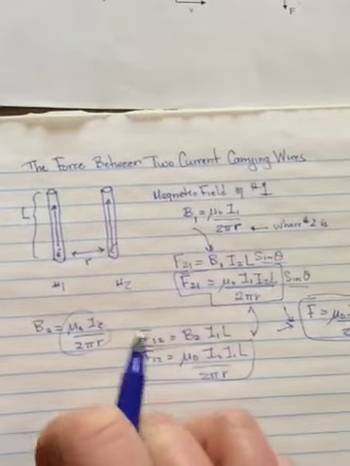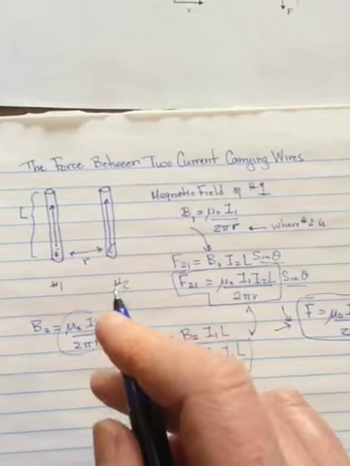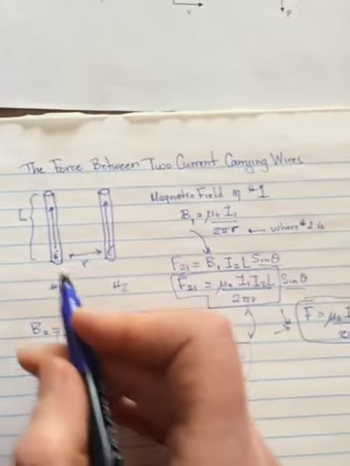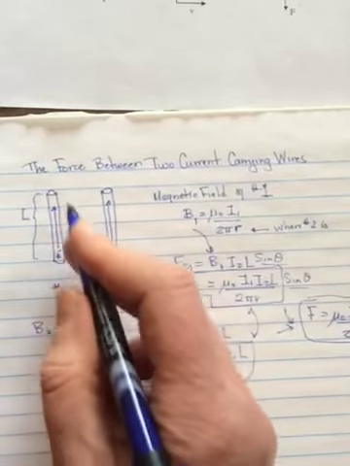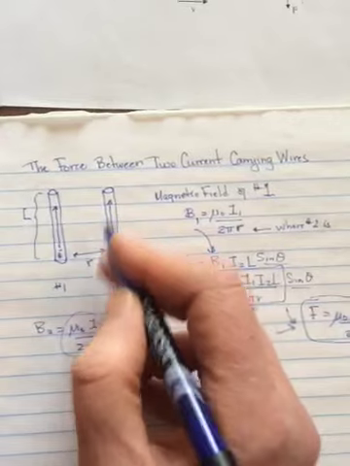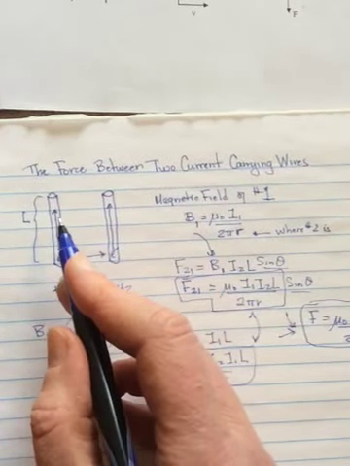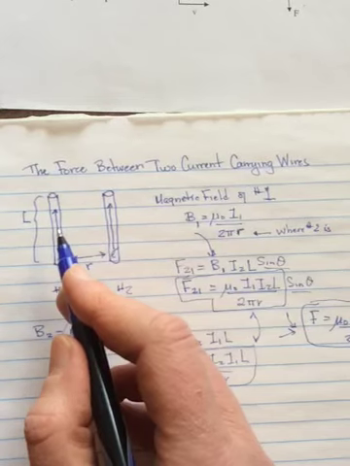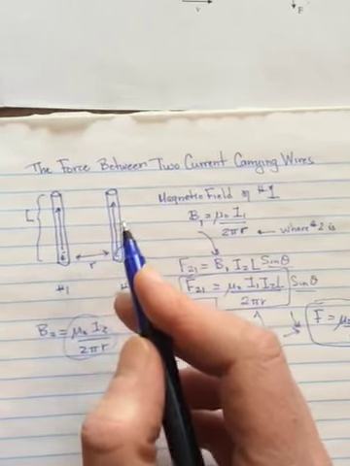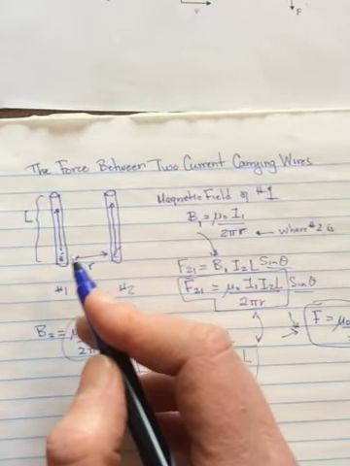But it does have a force, and it does have a direction. It's really a combination of two hand rules to get the direction. First, you need to get the direction of the magnetic field from the first wire if we want to find the direction of the force on the second. So you find the direction of the magnetic field from the first wire on the second, and then you use that magnetic field and find the direction of the force.